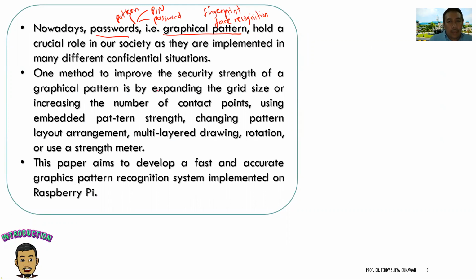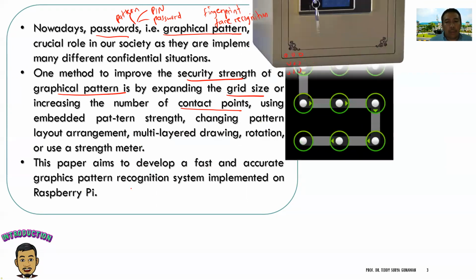Okay. So one method to improve the security strength is to use the graphical pattern by expanding the grid size. Normally we have only 3 by 3, but in our research we can expand this to 4 by 4, 5 by 5, and so on. Then it will increase the number of possible contact points, and also the sequence. So this paper aims to develop a fast and accurate graphical pattern recognition system implemented on Raspberry Pi 3.